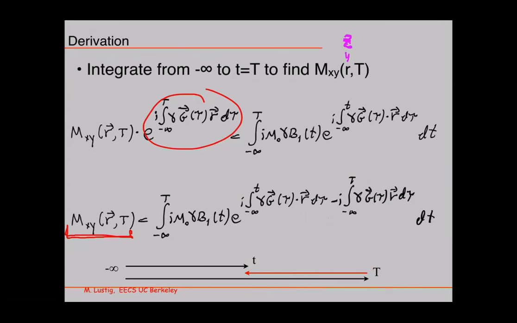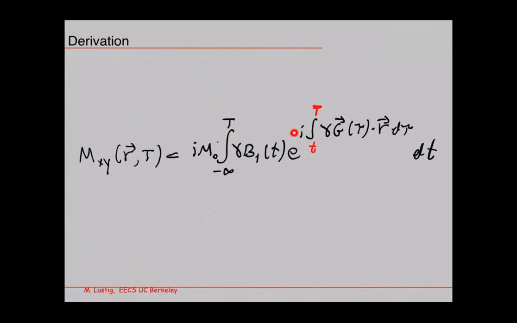Raise your digital hand if you're okay. All right. So this is exactly what I've done. First of all, it has to have a negative sign, because again, this is a negative and that's the biggest part. So that's why it's negative. And then I integrate from small t to capital T. That's it.